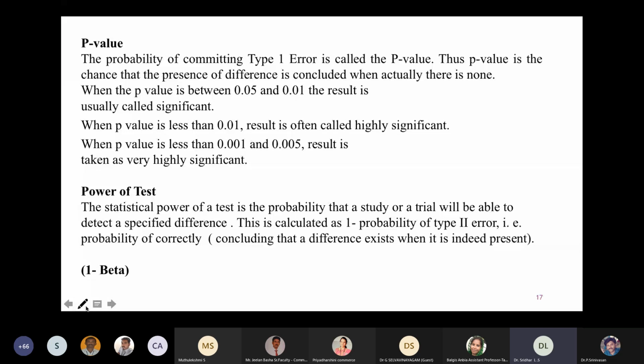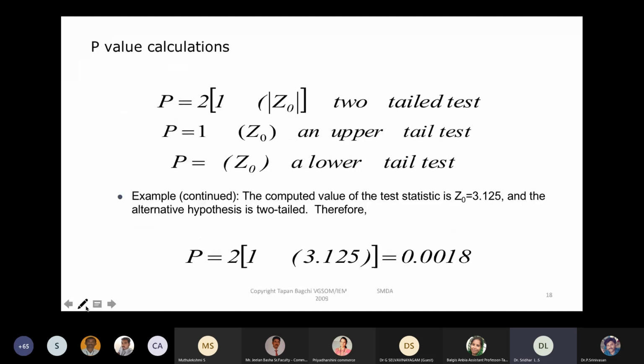The power of test, which we use in the statistical difference, is the probability of correctly rejecting, which is 1 minus the probability of type 2 error. It is nothing but 1 minus beta. Next, you have to understand the p-value calculation. If the p-value is less than 0.05, your proposed null hypothesis can be rejected. Otherwise, you have to accept the null hypothesis. That is what the criterion says.